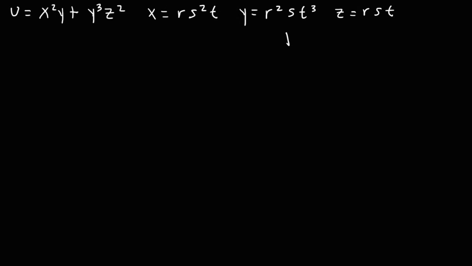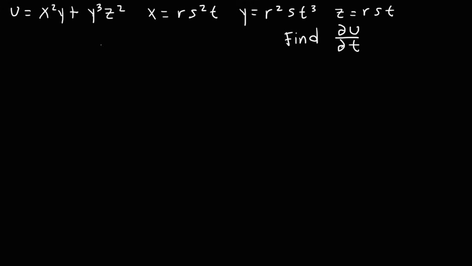For the sake of practice, let's work on one more example. So we're given the function of u, x, y, and z, and we want to find the partial derivative of u with respect to t. Go ahead and try that.